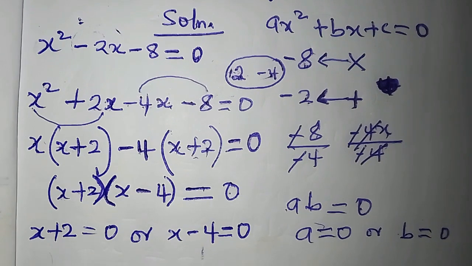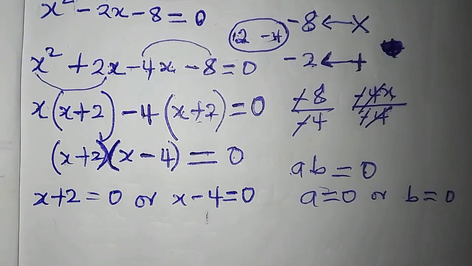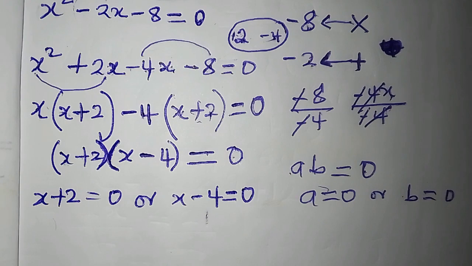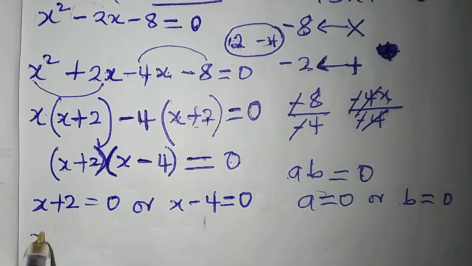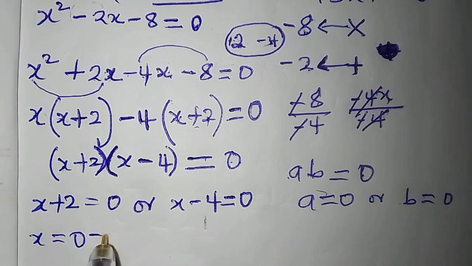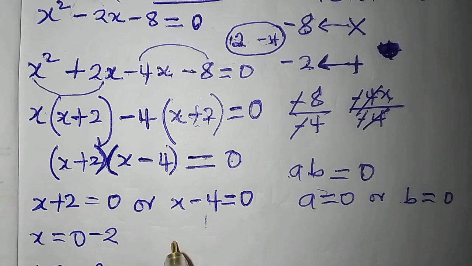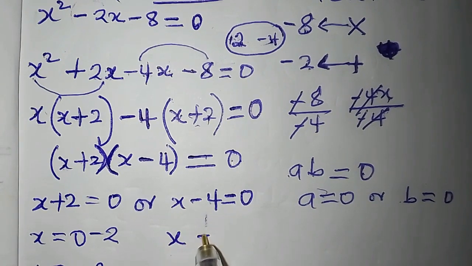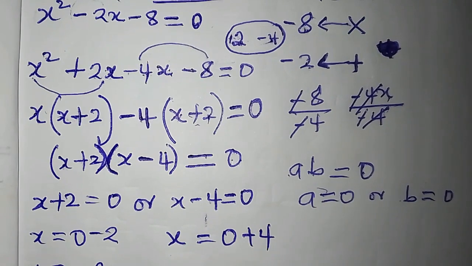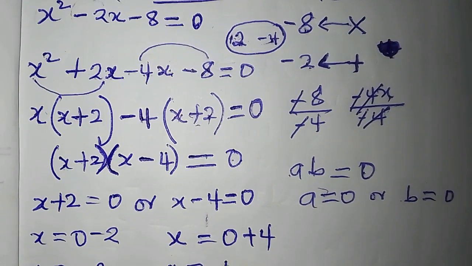I will solve the equations, and the two values that I will get for x are the roots or the zeros of the equation. So from here, x is equal to 0 minus 2, and x is equal to what? Minus 2. Okay? From here, x is equal to 0 plus 4. x is equal to what? 4.